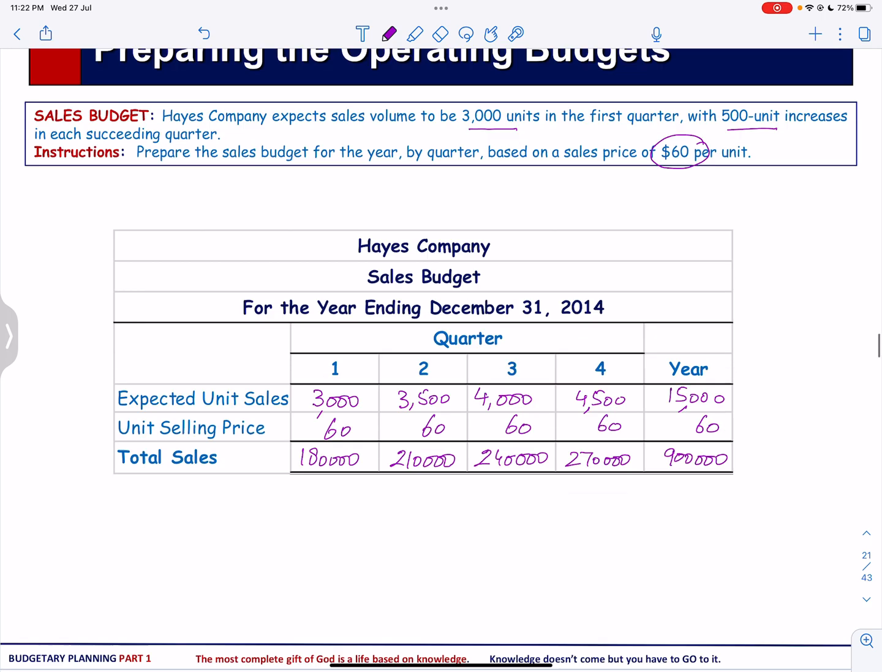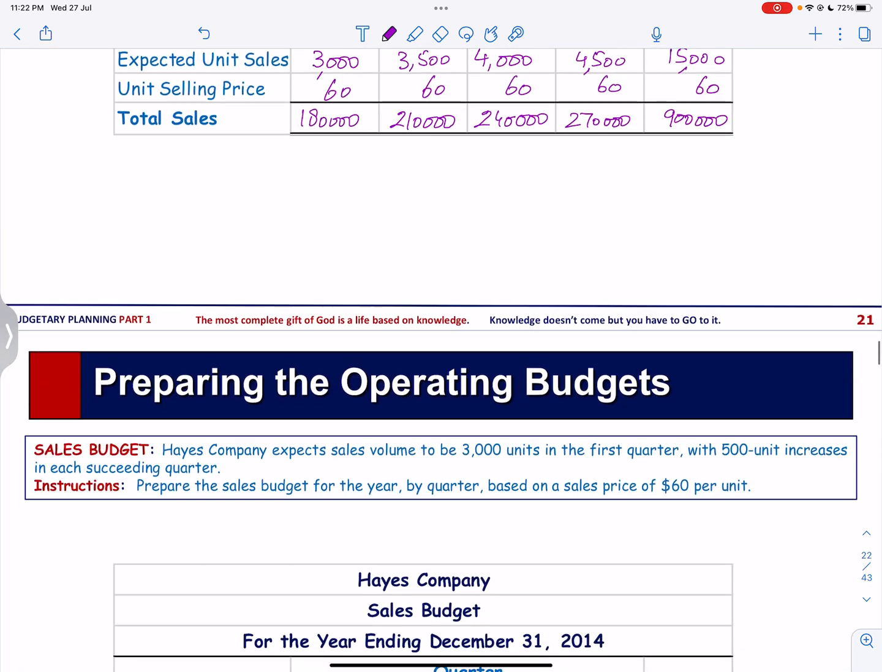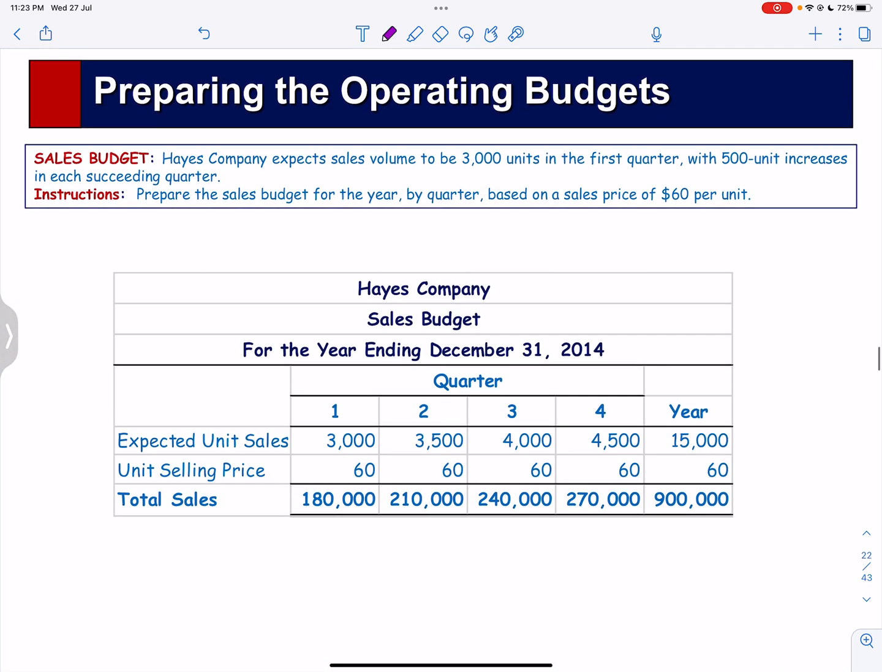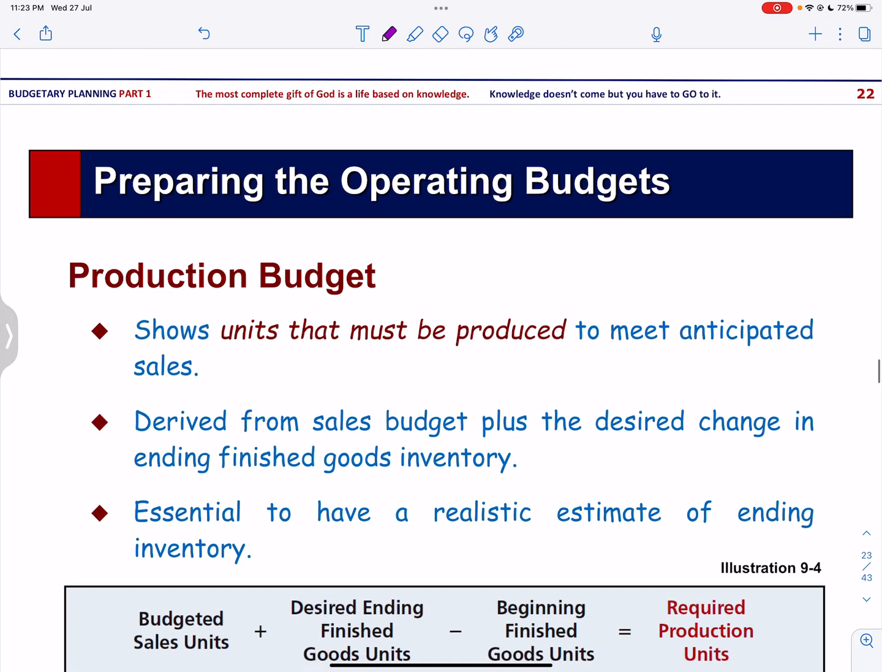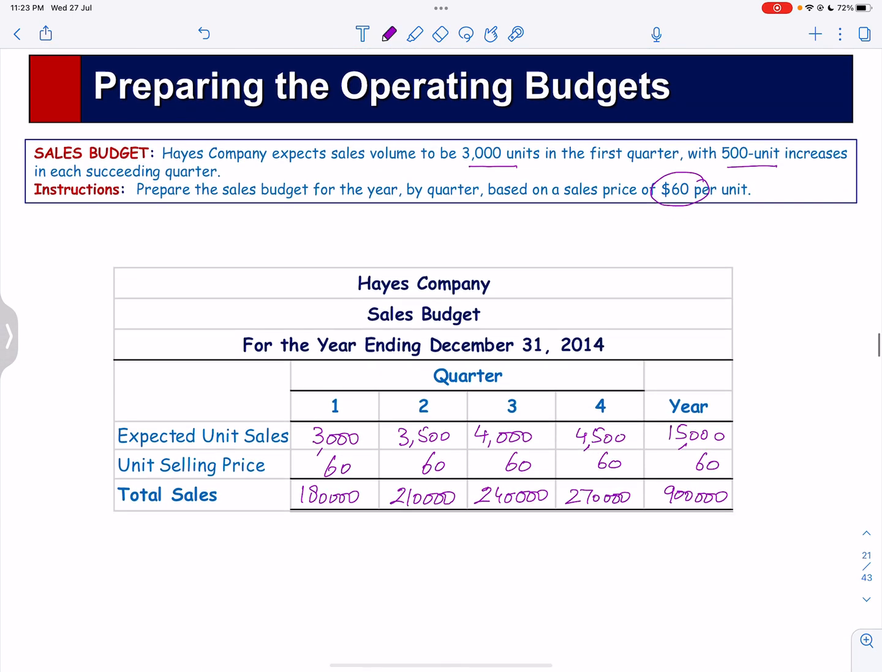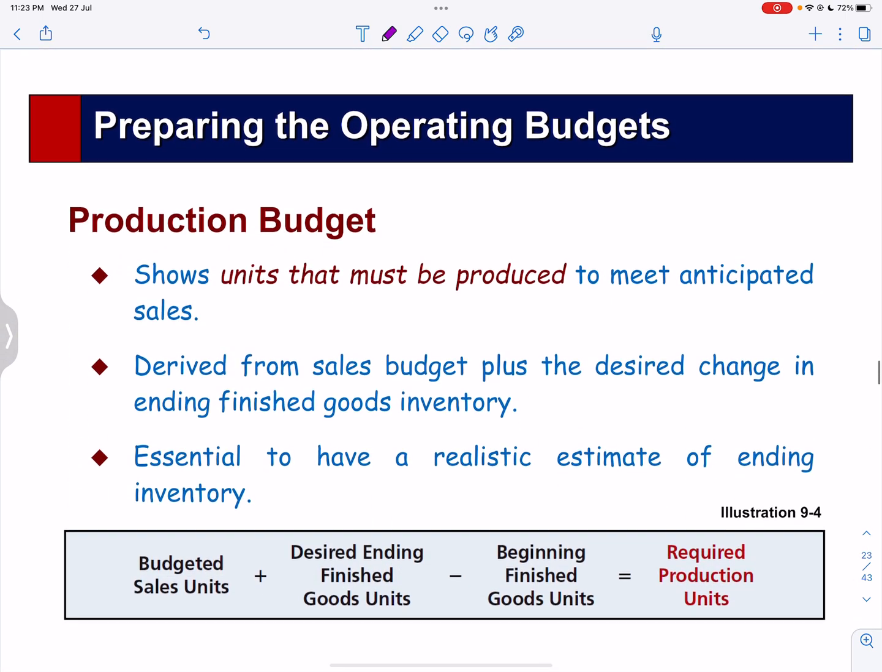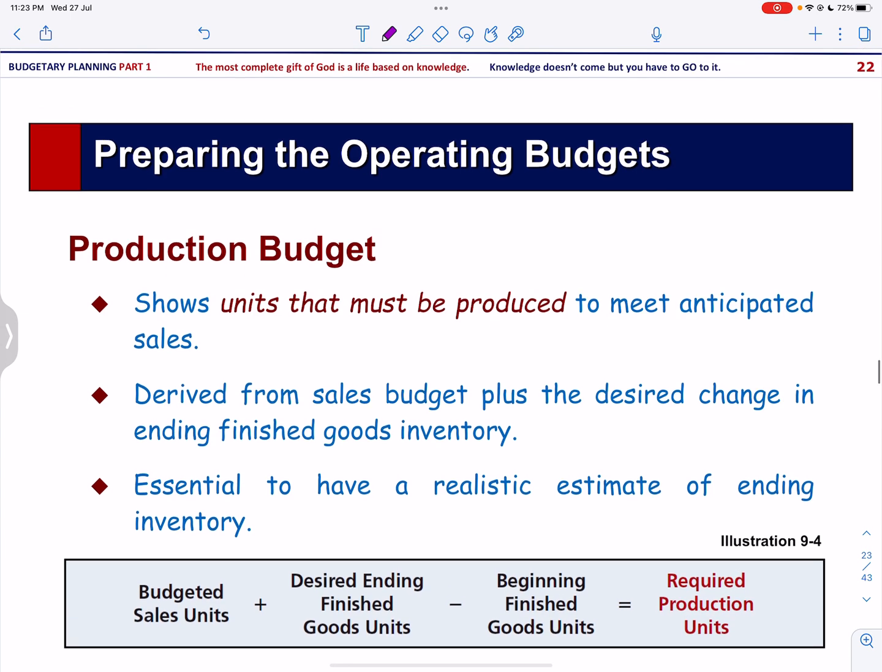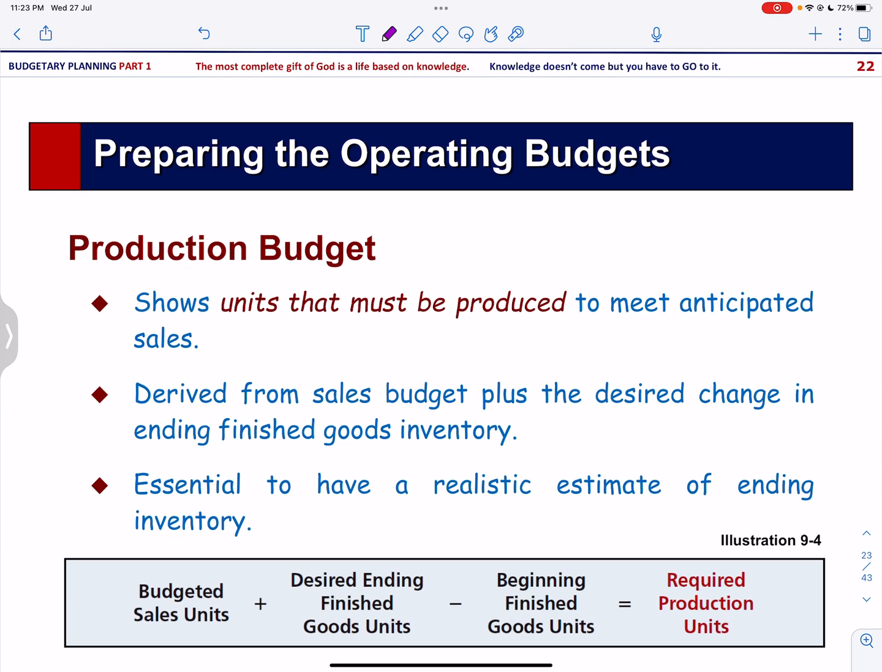Next, I have put the same illustration in an Excel sheet in case you find it difficult to read my handwriting. And next we will look into the production budget. As you can see, we start with the sales budget, and after the sales budget we have the production budget. The production budget shows units that must be produced to meet anticipated sales. It is derived from the sales budget plus the desired change in ending finished goods inventory.